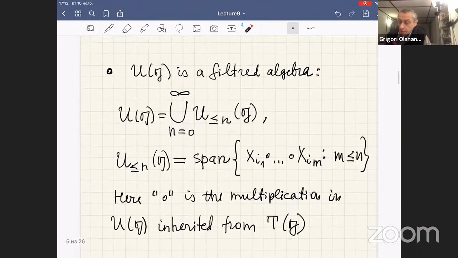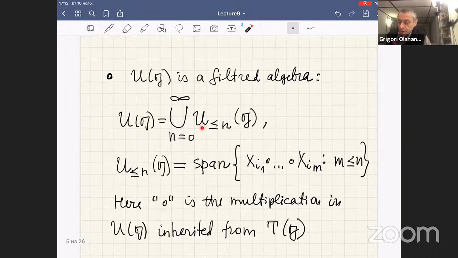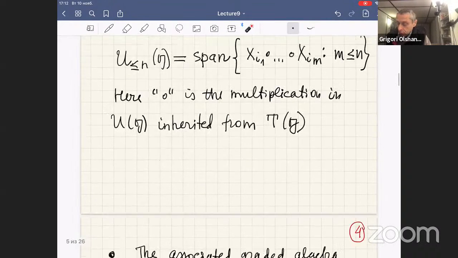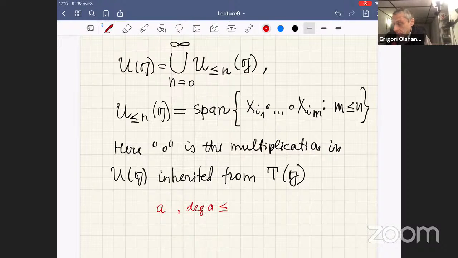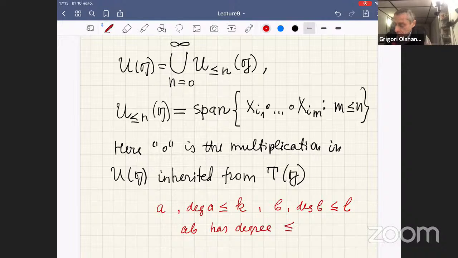Okay, so it's verified that it is indeed a filtered algebra. What does a filtered algebra mean? This means that if you take two elements, say A of degree less or equal to K, and some other element B of degree less or equal to L, then the product has degree less or equal to K plus L.